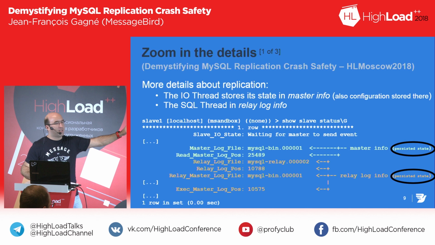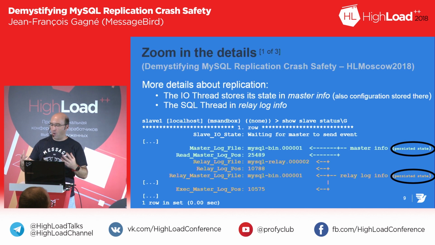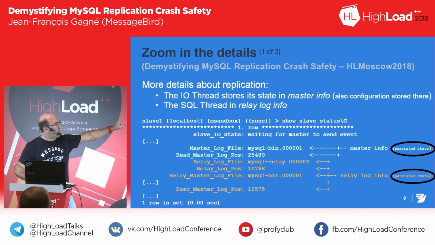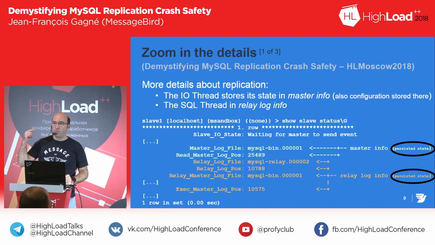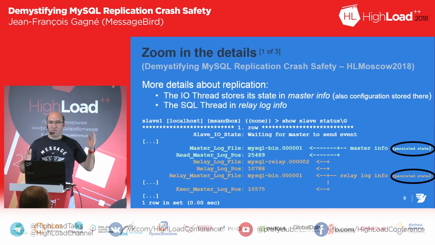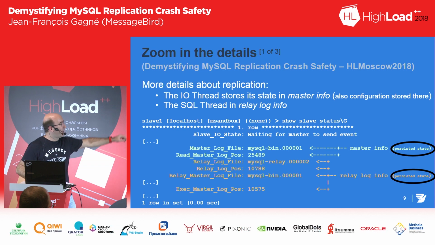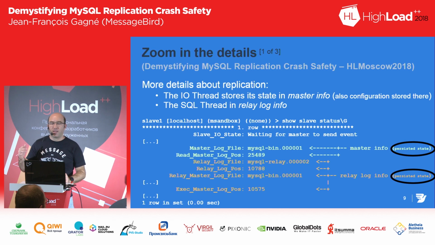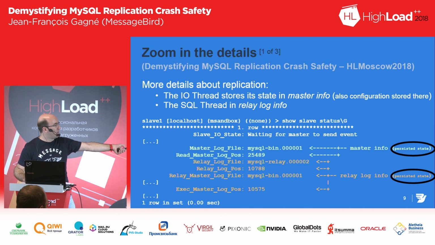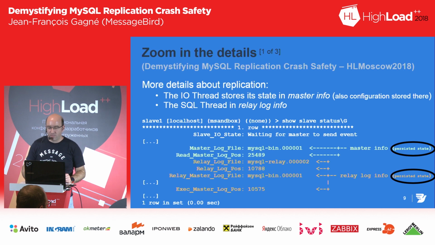SHOW SLAVE STATUS is a command that can show where the slave is. In light green we have master info, which is the file and the position where the IO thread is pointing in the binary log. Binary logs are files, and the IO thread is at an offset in that file. The rest here is the relay log info. The IO thread also has a position in the local relay logs. Relay log info is a little more complicated: there's a position in the relay log and a matching position in the master binary log.